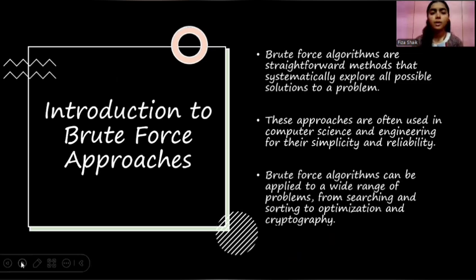Introduction to Brute Force Approaches. Brute force algorithms are straightforward methods that systematically explore all possible solutions to a problem. These approaches are often used in computer science and engineering for their simplicity and reliability. Brute force algorithms can be applied to a wide range of problems, from searching and sorting to optimization and cryptography.